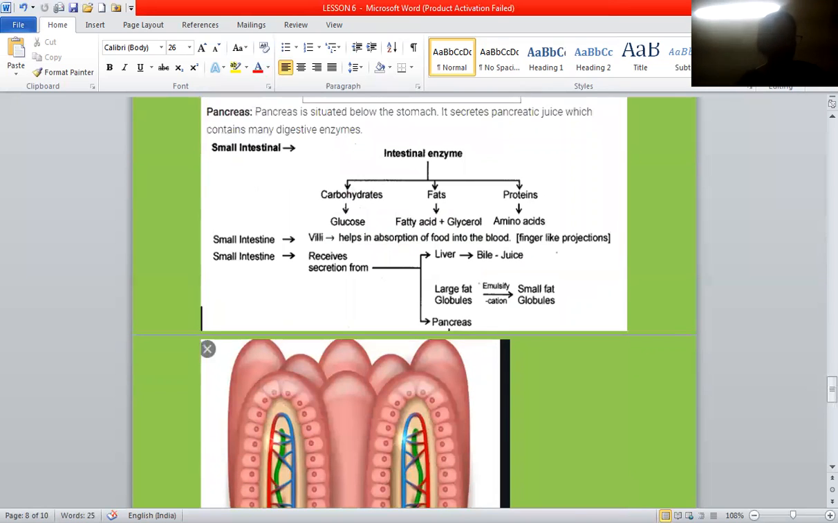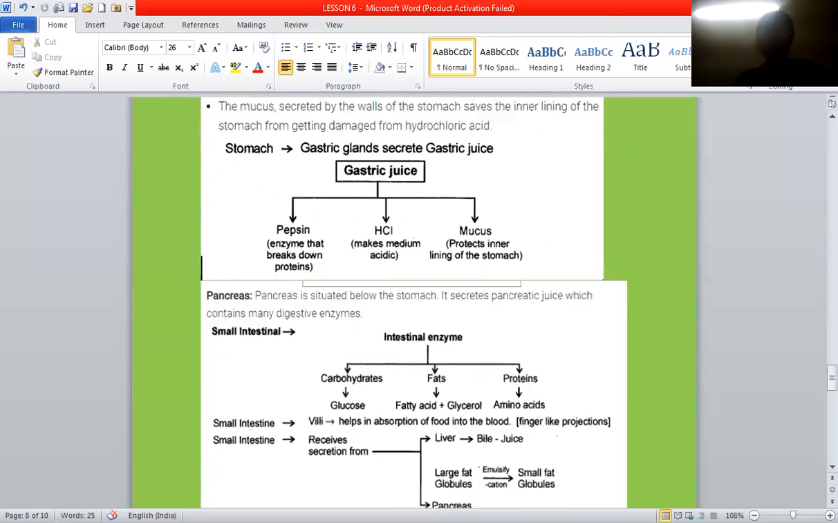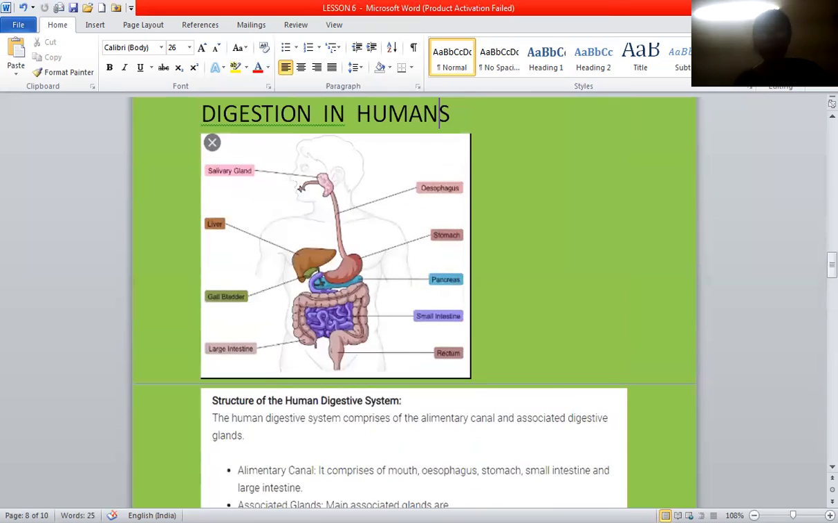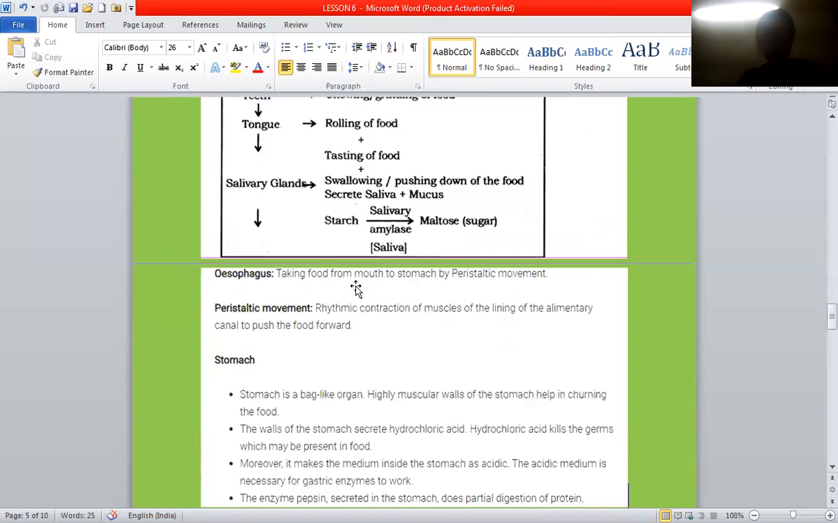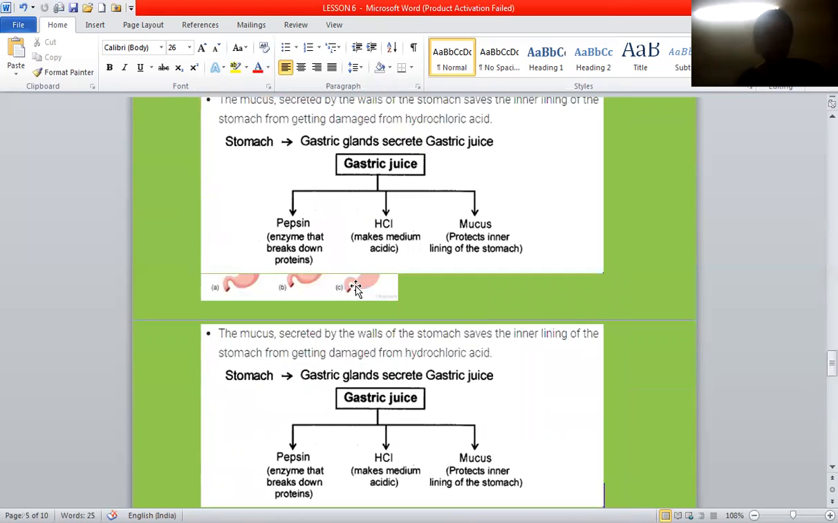Then pancreas. Over here again, switch over to the diagram. See, this is the pancreas. Pancreas is a large cream-colored gland situated just below the stomach. It secretes pancreatic juice, which contains the digestive enzymes.